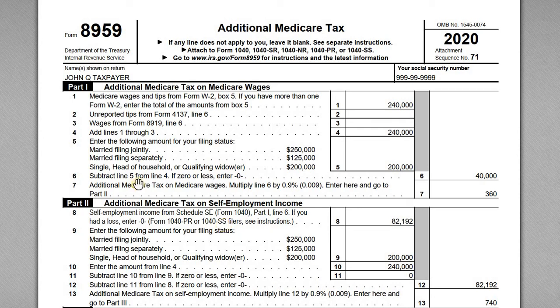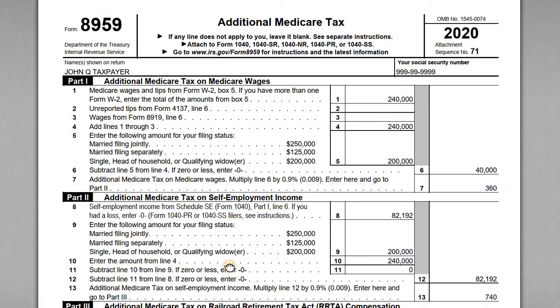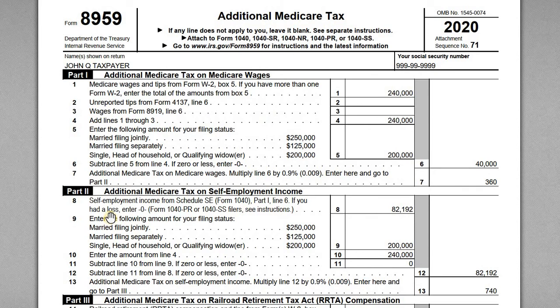Okay, for this video, I wanted to walk through IRS Form 8959, the Additional Medicare Tax, and some simple computations for the two most common occurrences we see. In Part 1, if you have Additional Medicare Tax on wages, so W-2 compensation from your employers, or it might apply to you in Part 2, Additional Medicare Tax on self-employment income.